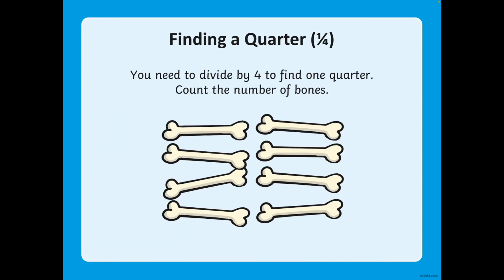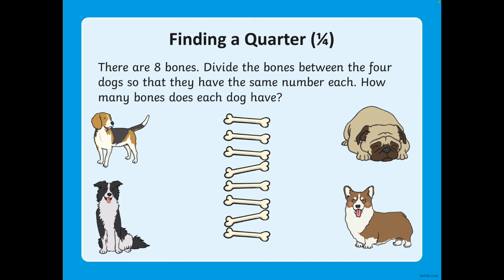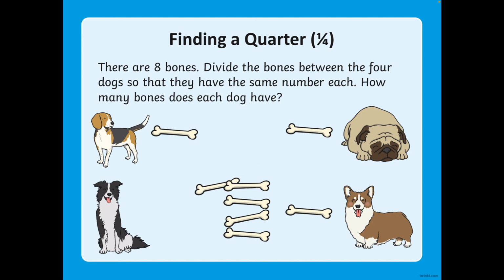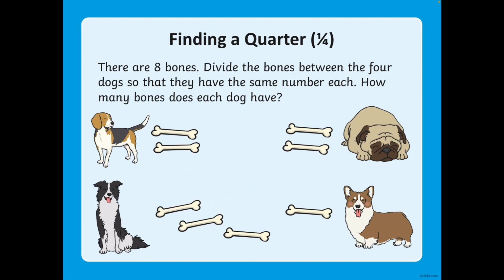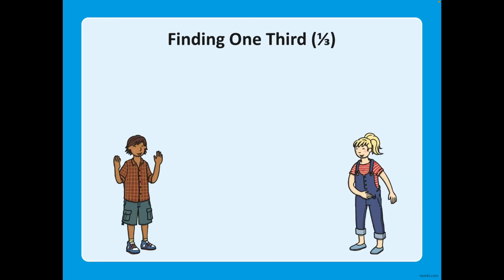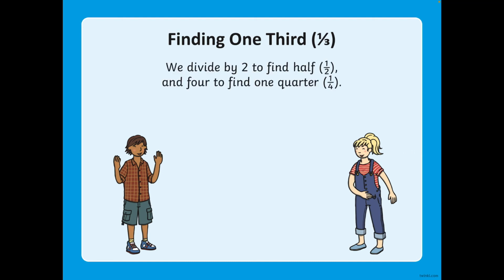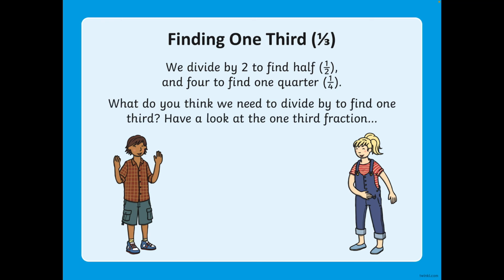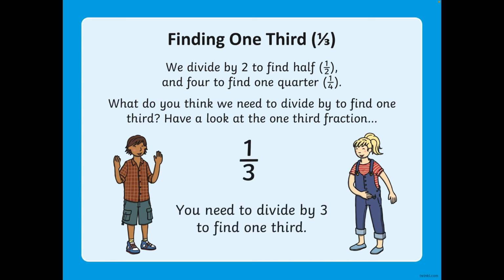Let's find a quarter now. How many bones is each dog going to get? That's right, each dog gets a quarter of 8 bones, which is 2. How do we find 1/3 then? We divide by 2 to find half, and 4 to find 1/4. What do you think we need to divide by to find 1/3? That's right, you need to divide by 3 to find 1/3.